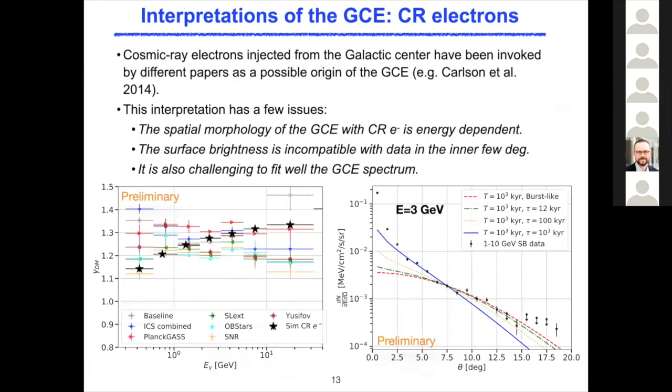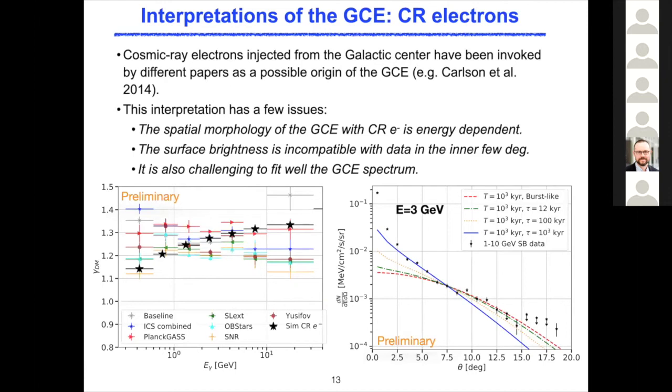Okay, now for the interpretation. The first interpretation I investigate is cosmic ray electrons injected from the galactic center by a starburst that happened millions of years ago. This interpretation was used and published by several papers. The problem with this interpretation is that the signal will have a spatial distribution that is energy dependent.